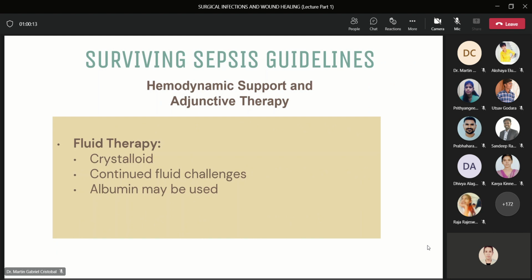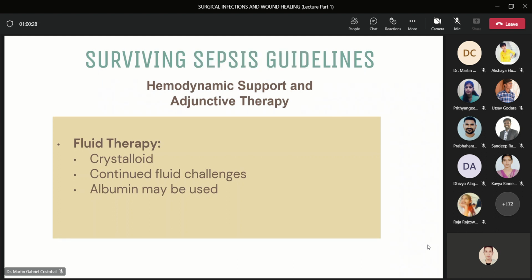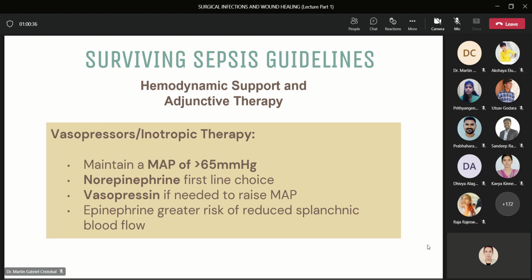Fluid resuscitation should start using crystalloids with continued fluid challenges so long as hemodynamic parameters continue to improve, and also if the patient remains fluid responsive. Albumin may be used as an adjunct if large volumes of crystalloids are required. For vasopressor or inotropic therapy, we should maintain a MAP of 65 mmHg.